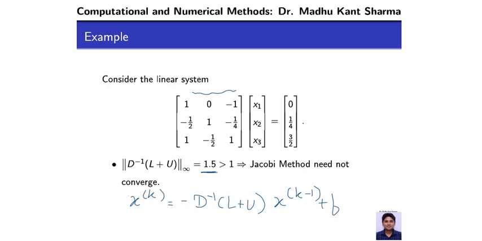This tells you that the Jacobi method need not converge. It does not say that it definitely will not converge; it says there is a possibility that the Jacobi method will not converge for the given problem. So should we not go for the Jacobi method and go for another method, Gauss-Seidel or SOR? Definitely we have to look at it, or we have to derive a necessary and sufficient condition for the convergence of iterative methods.